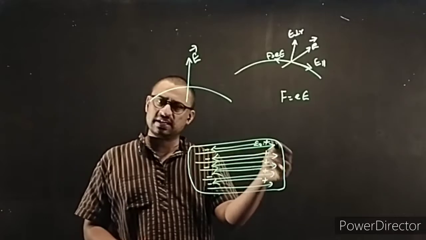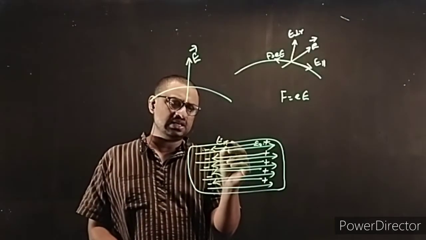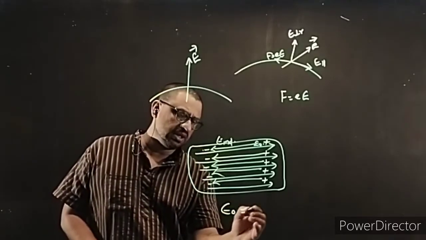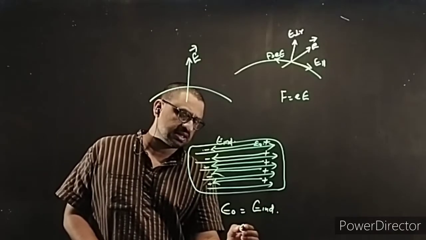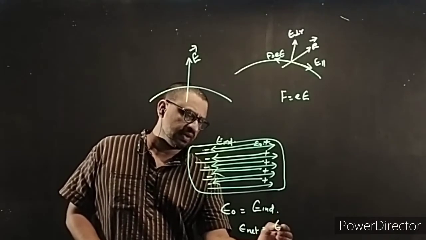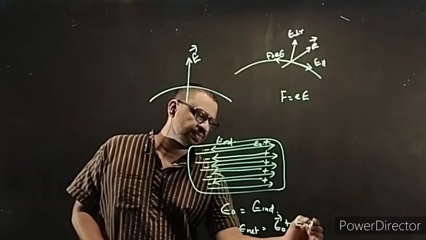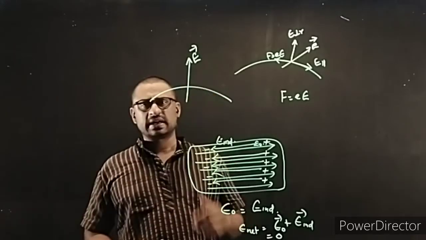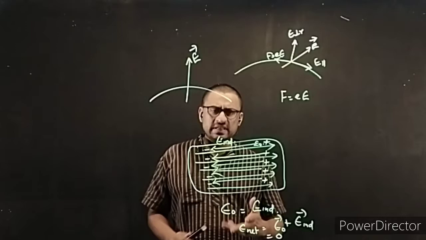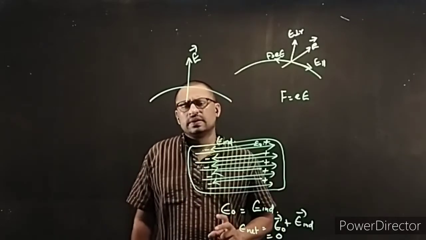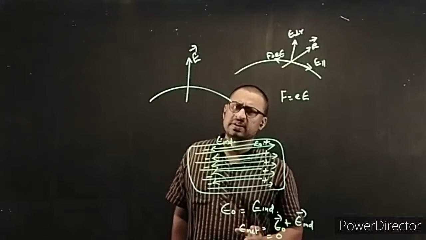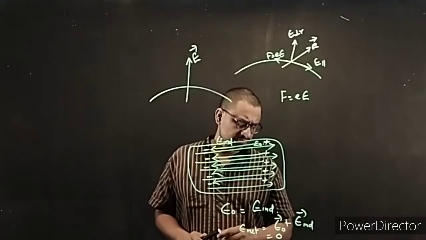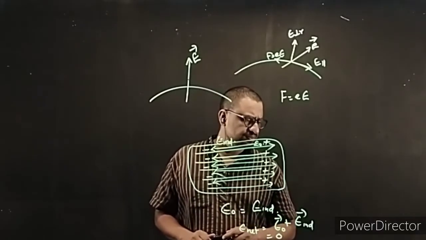See, E0 is the external electric field applied, and E induced is the electric field existing in that material. And E0 will be equal to E induced. So the net electric field will be the vector E0 plus E induced. So the sum will be equal to what? 0. This is what is happening in a conductor. When we take a conductor in a uniform electric field, the net electric field inside it will be 0.